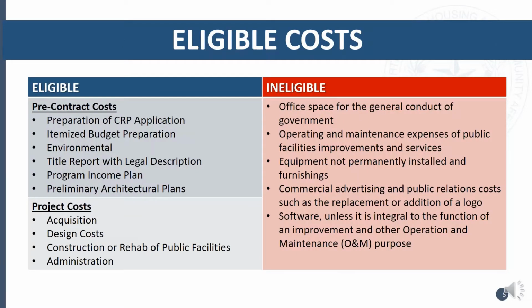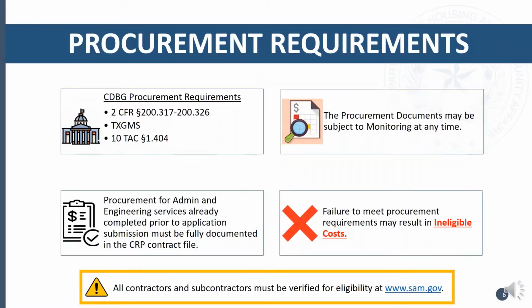This slide goes over the eligible costs. On the left, you see eligible pre-contract and project costs. First, let's go over the pre-contract costs. We have preparation of the CRP application, itemized budget preparation, environmental, title report with legal description, program income plan, and preliminary architectural plans. Next, we have project costs, which include acquisition, design costs, construction or rehab of public facilities, and administration.